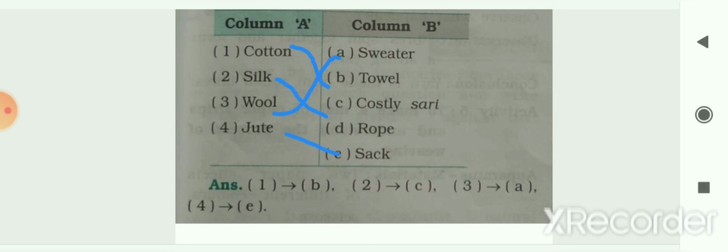Next is wool. So from wool we are making sweater. So answer is A, sweater. Last is jute. So from jute we are making sack. So your answer is option E, sack. Here the answer of the matching is also given to you.